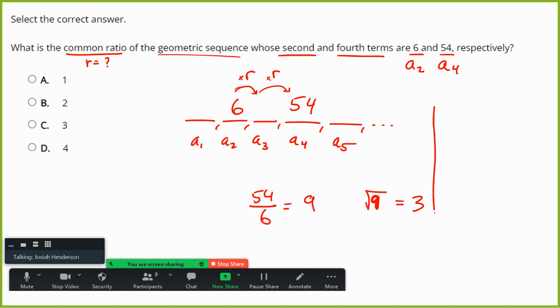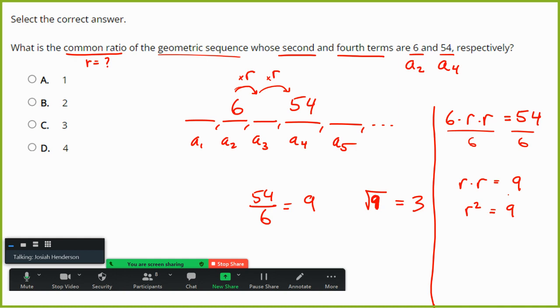Let's look at it another way. One more way to kind of look at a harder problem like this. We know that times R is happening to 6. 6 times R equals 54. We don't know what R is yet, right? Assuming we're starting this from scratch. But we can solve this formula for R, or at least start it. We divide by 6. So R times R is 9.